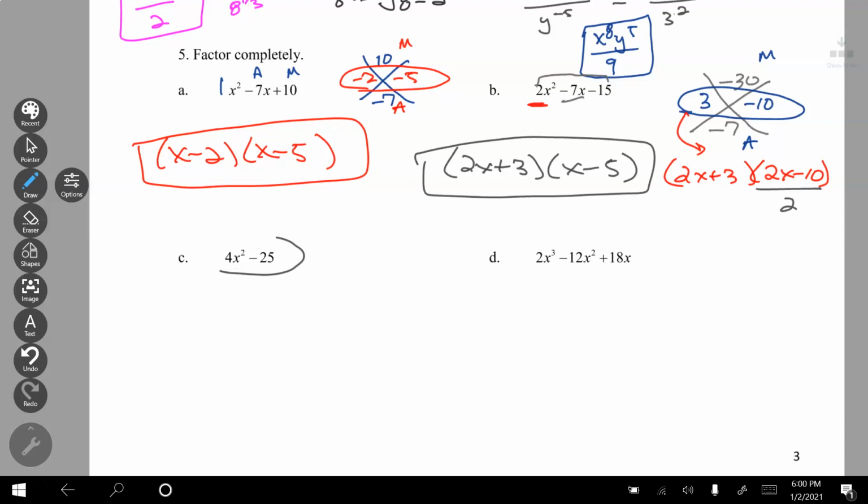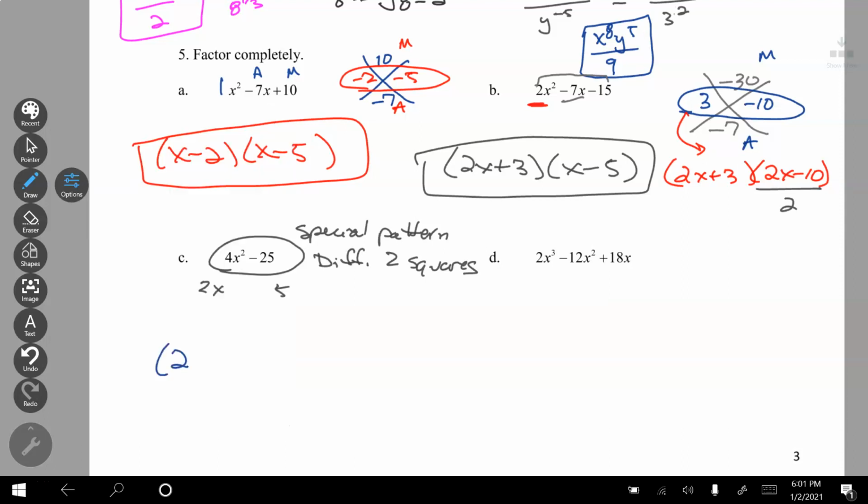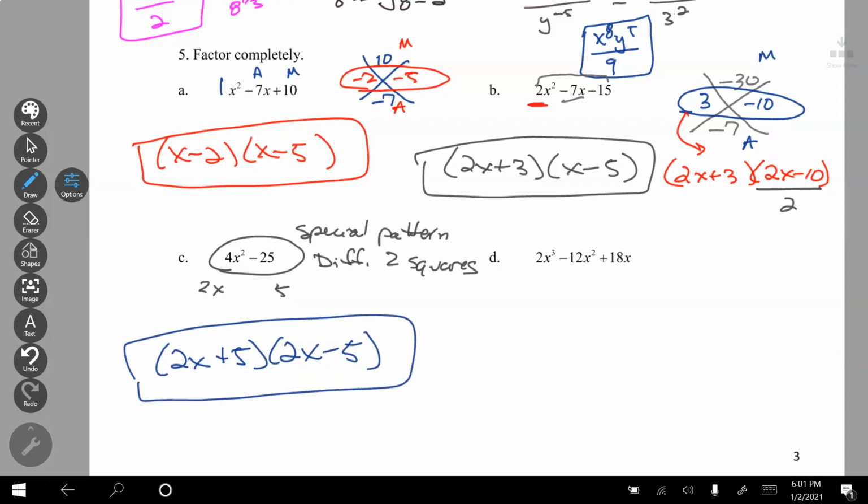Now this last one, this one here is special. There's no middle term. It's called the difference of two squares. So I look at this and I realize, oh, this is 2x squared and this is 5 squared. When you write it out, you get 2x plus 5 and 2x minus 5, this very special pattern, or you could just say 2x minus 5, 2x plus 5. It doesn't matter the order that you do it in.